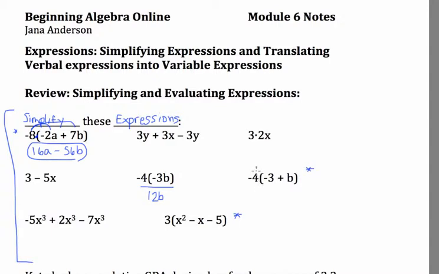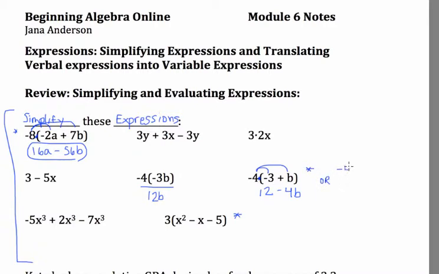Over here. Remember, again, the -4 right next to the parenthesis assumes there's a multiplication there. So we're going to multiply piece by piece. -4 times -3 is 12. And -4 times b is -4b. 12 minus 4b. I want to talk again about some other ways that could be written.